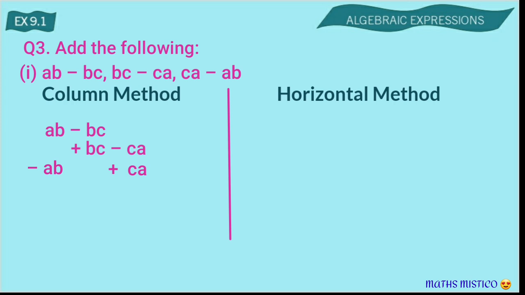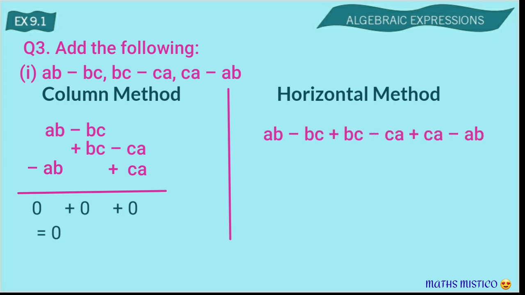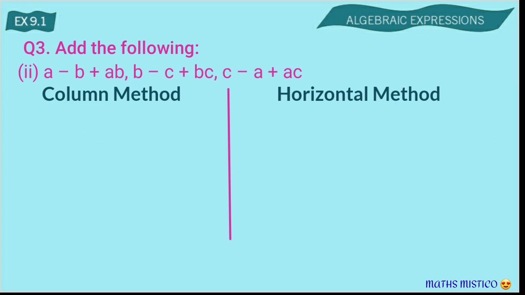So I have arranged all the terms. And you can see that we get answer 0. As discussed in question 2, 0 is also a polynomial. So we always get a polynomial on adding two or more polynomials. In horizontal method, we write the polynomials one after the other with plus sign in between as we are adding. And you can observe that we again get the same answer. So can you try the second one with column method? I'll discuss the horizontal method in this case.